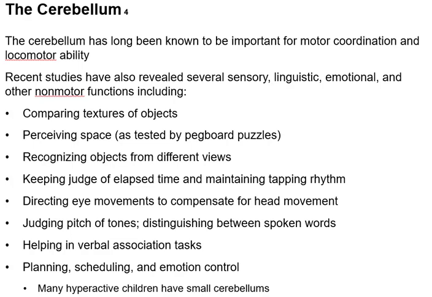It seems that when we study the brain, we almost always spend all of our time talking about the cerebrum, the thinking part of the brain, and they just say the cerebellum is used for balance and coordination. So this slide points out that recent studies, now that we're looking at it more closely, are finding all sorts of other things: emotional, linguistic, sensory, non-motor, comparing the textures of objects, perceiving space, recognizing objects from different views, keeping track of elapsed time, and maintaining a tapping rhythm. So it's not just balance and coordination. There's a lot of other things that you do.